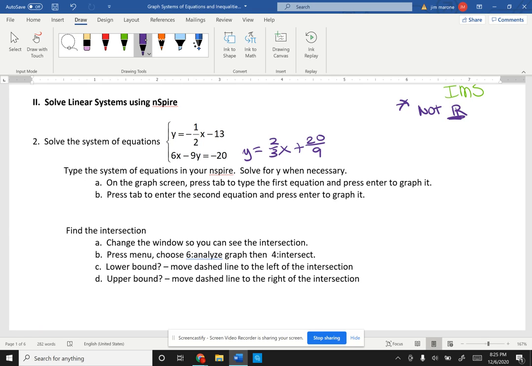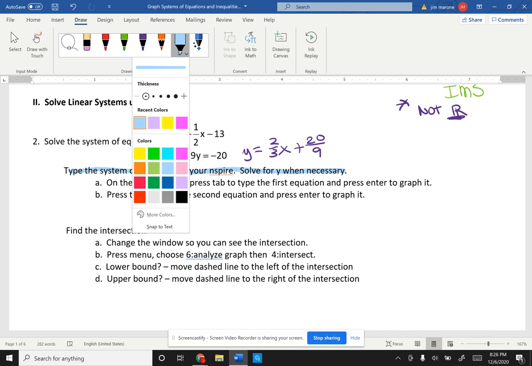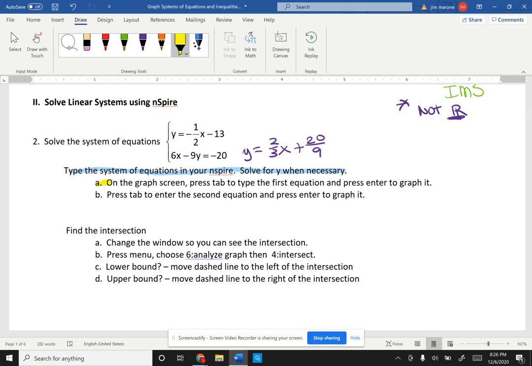So what we're going to do is type in the system of equations on the Inspire, solving for y first when necessary. We did that. On the graph screen, press tab to type the first equation and press enter to graph it. Mrs. Isopi, I believe, taught you how to type in equations.